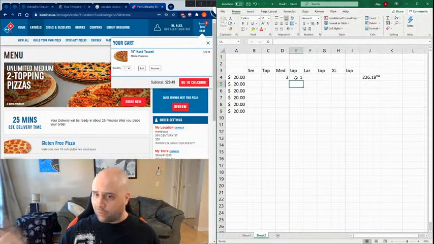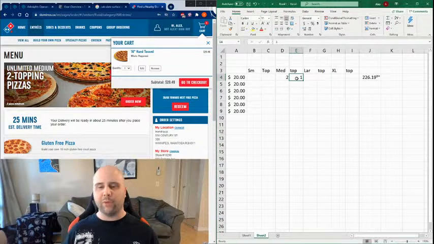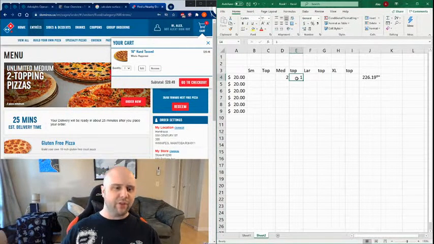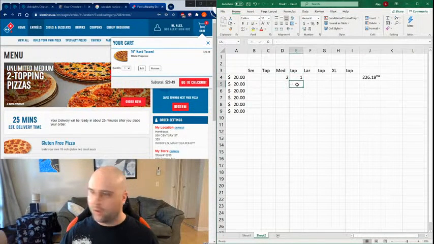So 2 medium, 1 topping pizzas. All right, so now what we need to do is figure out what we're paying for the toppings. We haven't even gotten into what pizzas yet. Okay, so we have the information. We'll get there. But for now, 2 medium, 1 topping pizzas.